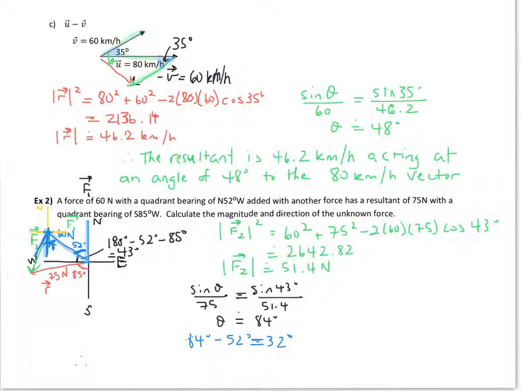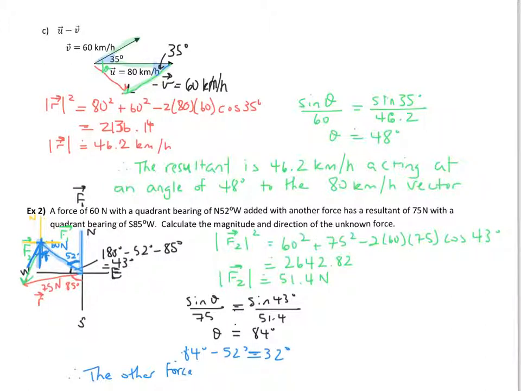So therefore the resultant, or not the resultant, I keep saying that because we were doing so much with resultant on the previous ones, the force 2, the second force, the other force has a magnitude of about 51 newtons, 51.4 newtons, and a quadrant bearing or direction of south 32 degrees west. And there you have it.